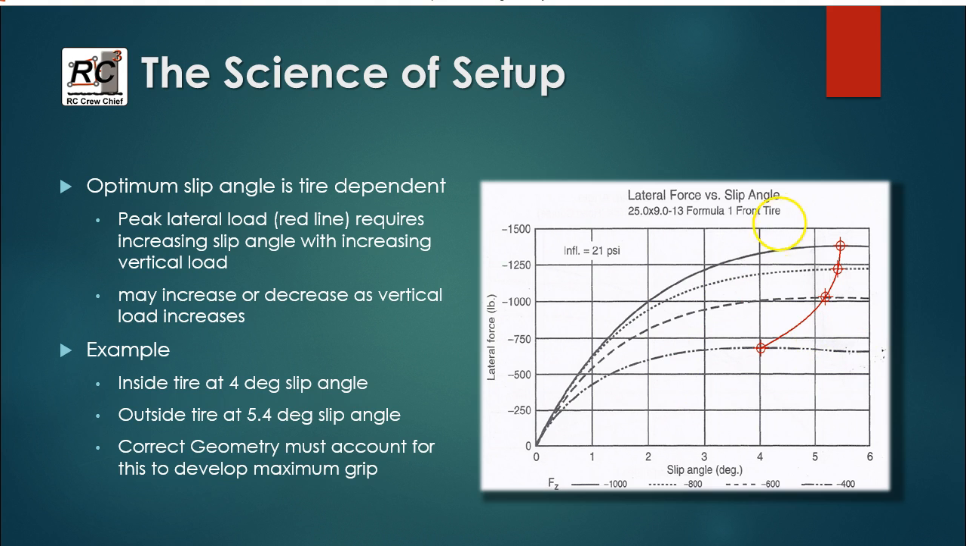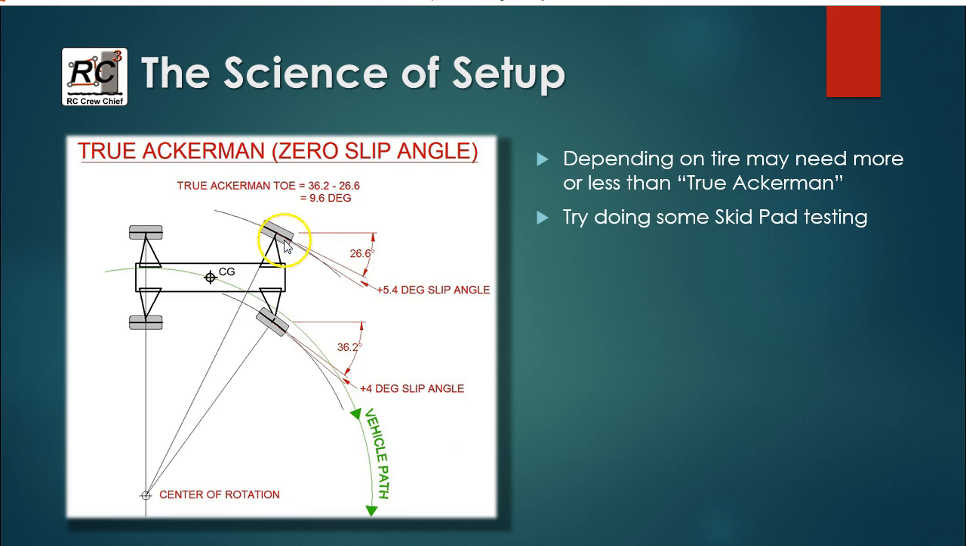So in this example, let's say that our inside tire is at 400 pounds, so we need a slip angle of about 4 degrees on our inside tire to get the maximum grip. And on the outside tire, if we say we're on the upper curve, so we're at 1,000 pounds, we need a slip angle of about 5.4 degrees to develop maximum grip. So if we go back to our little graphic here, you can see that on the outside tire, we need to add 5.4 degrees of slip angle to achieve our maximum grip.